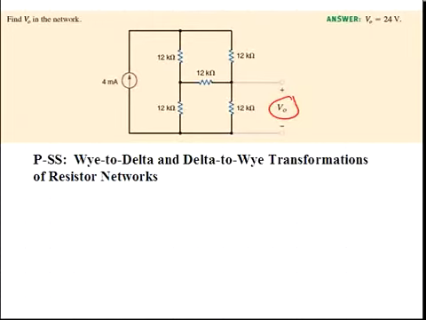In order to calculate that voltage V sub O, we'll probably have to know something about the current flowing through that resistor. Unfortunately, at the moment in this circuit, there are no simple ways to reduce the combinations of resistors. That is, there are no series or parallel combinations which would enable us to proceed with the solution. So the problem-solving strategy here is to consider the use of a Y to delta or delta to Y transformation of the resistor circuit.